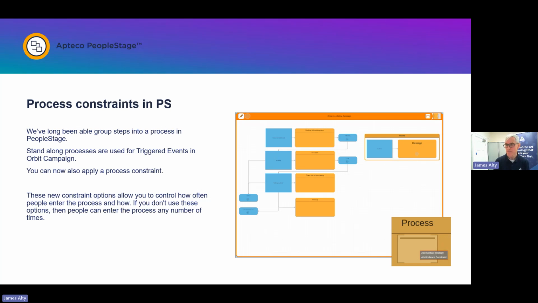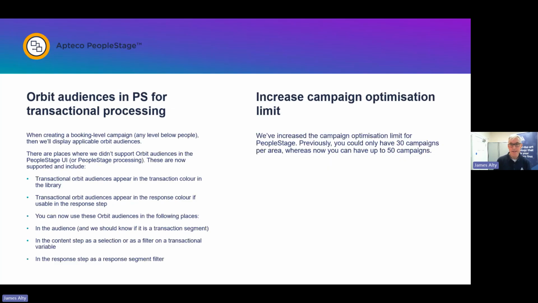And earlier I said that we're getting close to having the fully rounded campaign mechanism that we aspire to. This is part of it, shown in both PeopleStage and in Orbit, the ability to have separate campaign processes, and it's what modern marketing's about. You have to be multi-channel. You have to react to who's communicating with you, who's interacting with you. Let's react to that person straight away, and you can build that infrastructure all in Apteco.